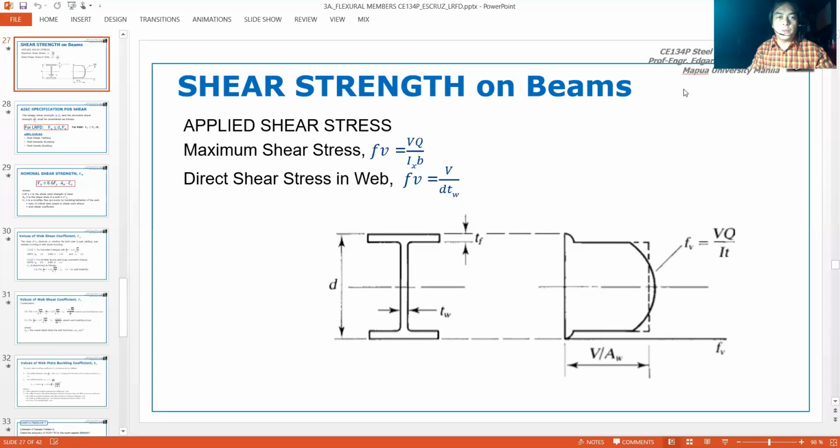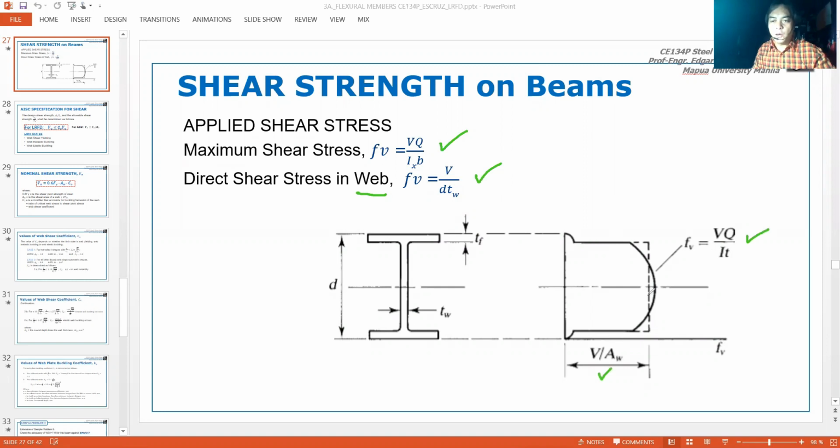Okay? So the applied shearing stress may be coming from the maximum shear stress, FB, and that could be horizontal shearing stress, and that would be VQ over IB. And we have direct shear stress also, which is concentrated on the web part of an I-shaped section, and that would be shear force divided by the area of the web. If you look at the shear diagram, this is the shear stress diagram of an I-shaped section. This is the horizontal shearing stress, while this is the direct shear stress.